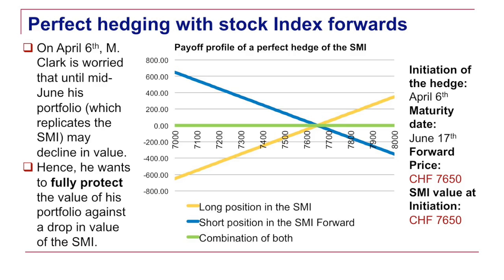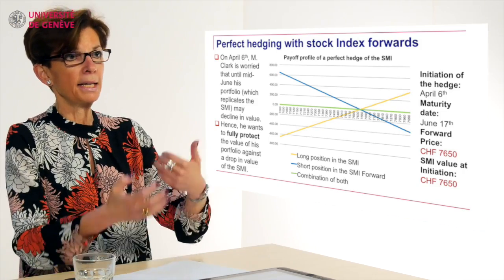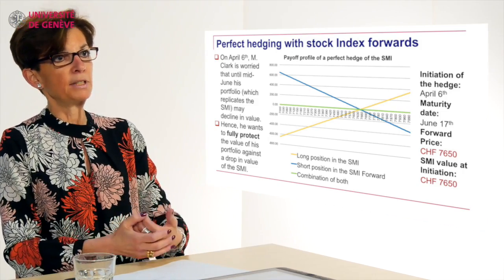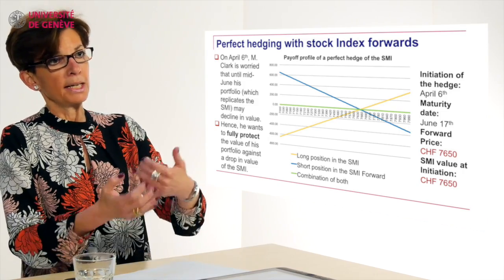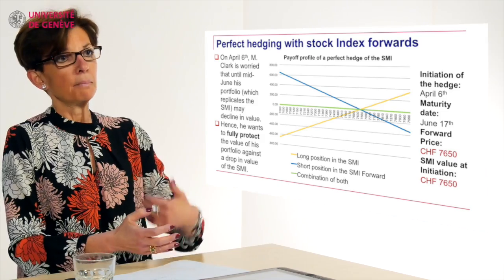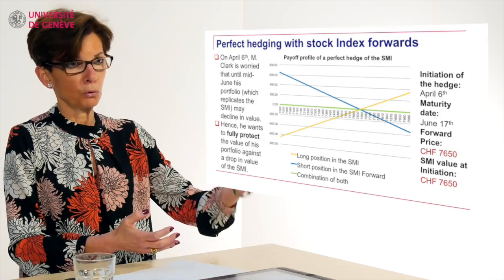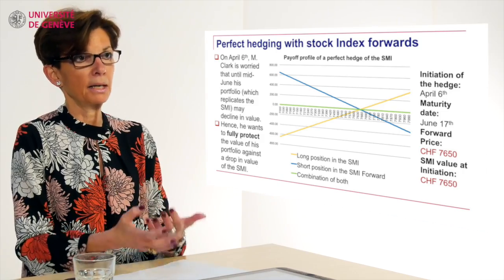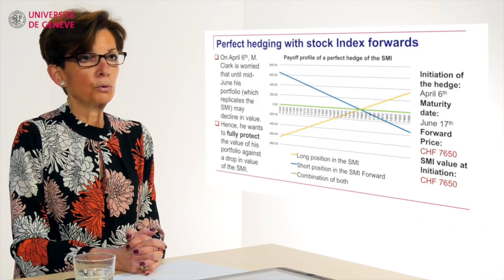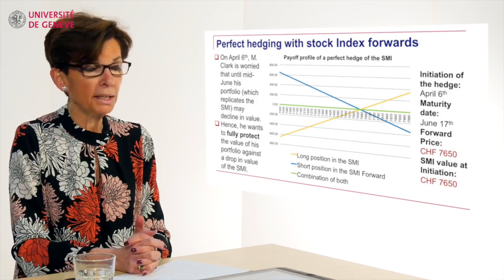It means that whether the SMI goes up or down at maturity, he will be totally break-even, no gains, no losses. For instance, if the SMI declines in value, his portfolio value will decline, but he will gain, as we saw before, on the short position in the SMI. So forwards allow you to protect yourself fully, for instance, in this case, against a drop in the Swiss market index, and that's very valuable if you own a very well diversified portfolio.